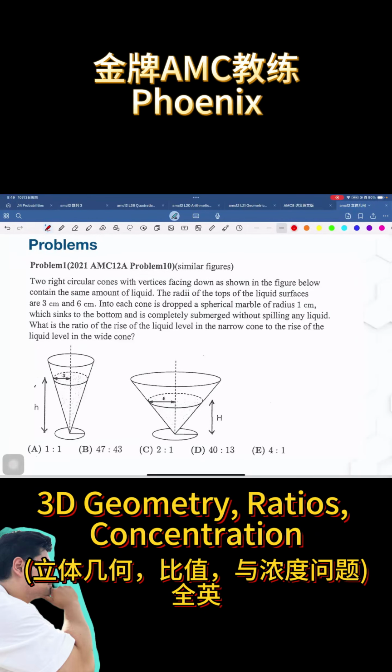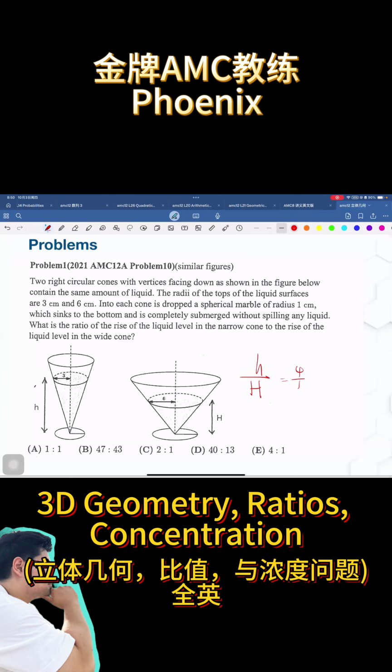I mean, it's still 4/1, but the reason is that you think about the original height, lowercase h with the capital letter H, which means the original ratio of the height, right? So which is 4/1.